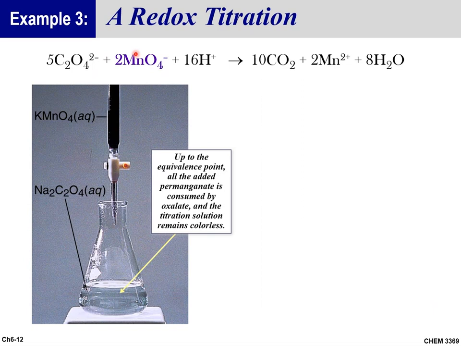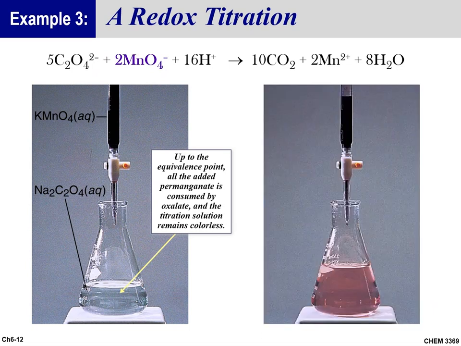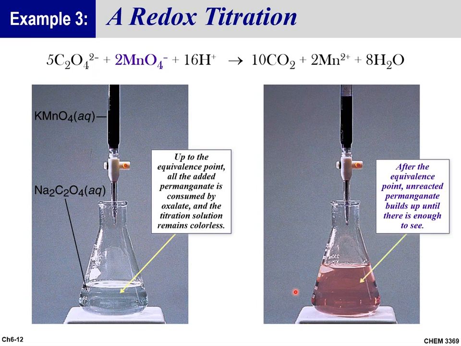The permanganate is reduced. The oxalate is oxidized. When all oxalate is used up in this titration, then the added permanganate will not be reduced, will not turn clear. It will remain dark purple. So the color of the solution at the equivalence point or at the end point will have this faint pink shade.